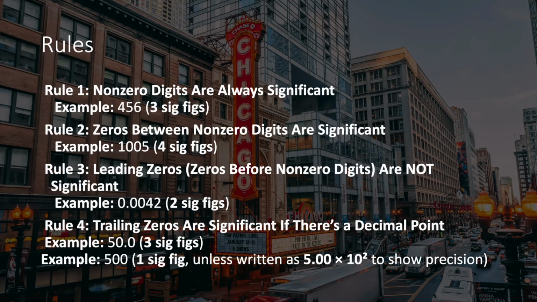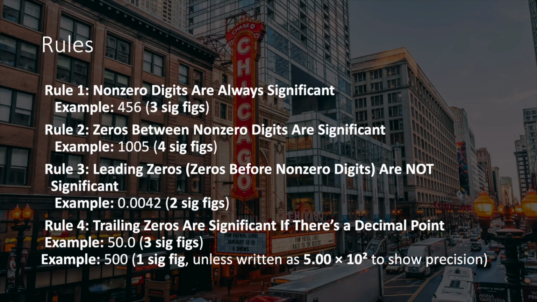The third rule: leading zeros are not significant. So zeros that are before non-zero digits are not going to be significant. For example, you have 0.0042. That has two significant figures because the zeros before it have to be there whether they're accurate or not.